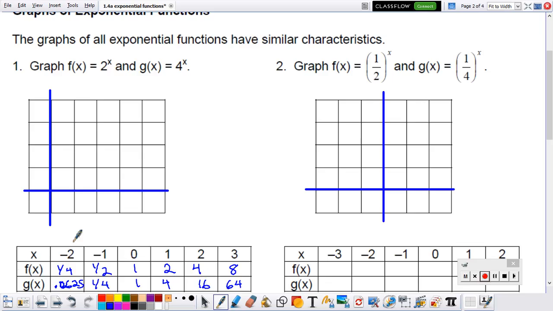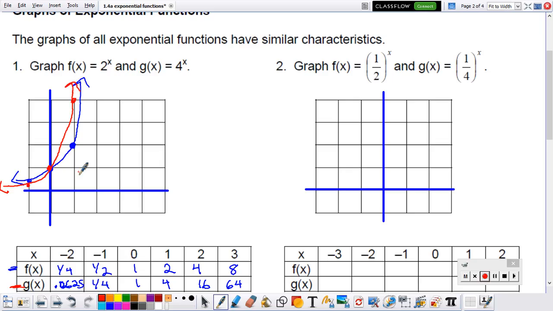So if we were to graph these, I'll do the first one in blue. We've got 0, 1, and then we've got 1, 2, and then here we've got our exponential growth function. And if we do the other one in red, we've got -1, 1/4, but then again 0, 1. And this is also an exponential growth function, but it grows faster.